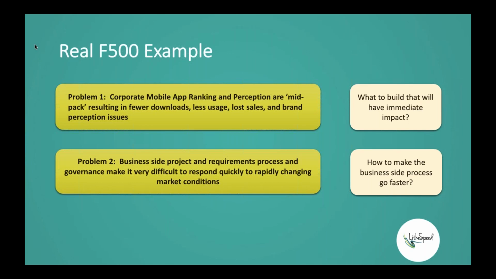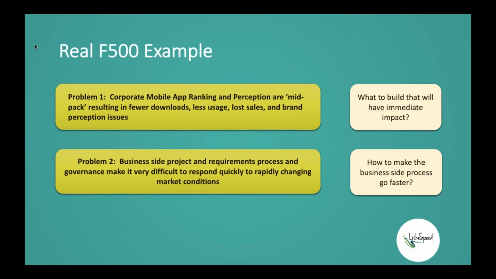The problem here is that the company's mobile app ranking and perception are kind of mid-pack compared to their competitors. Market research has been done by independent firms, and they sort of rank the mobile apps in this particular space. And this client's mobile app rankings aren't that great. They're kind of in the middle, right? And this poses a problem for them. They get fewer downloads of the app, less usage of the app, potentially lost sales from the app, and maybe some brand perception issues, right? So that's the business problem at hand.